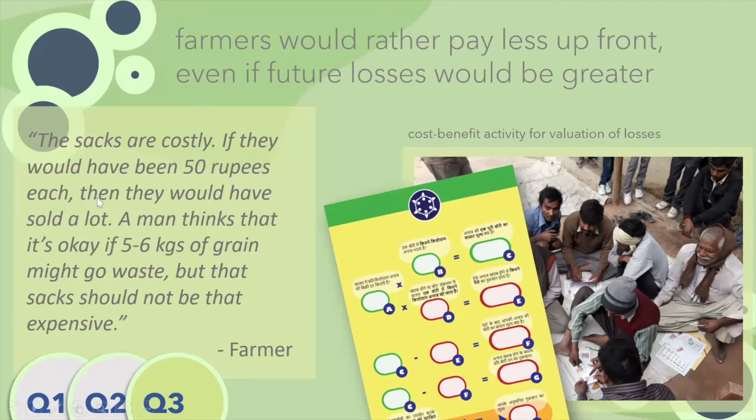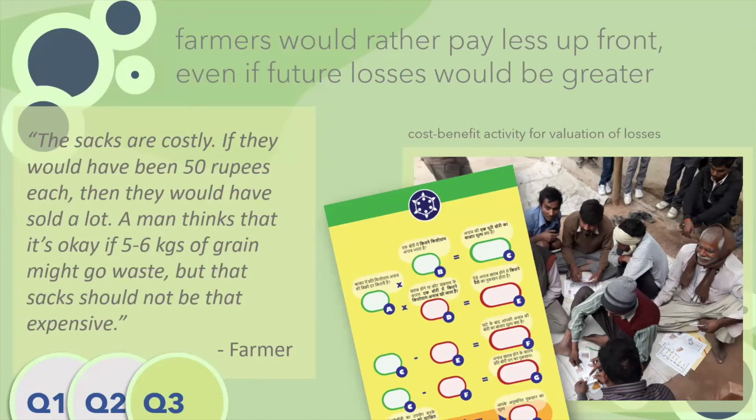If they would have been 50 rupees each, then they would have sold a lot. A man thinks it's okay if 5 or 6 kgs of grain might go to waste, but that sacks should not be that expensive. So again, we're learning a lot about how complex farmers' investment decision-making processes are. And again, this is further evidence that blanket solutions can't really be universally applied.